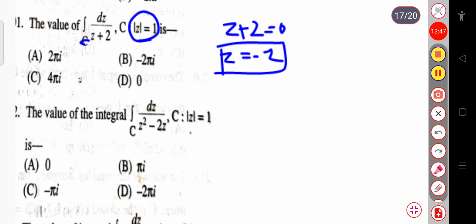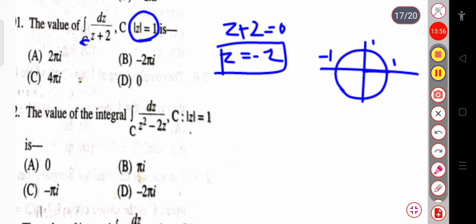So mod z equal to 1 means this is a circle having radius equal to 1. This point is 1, this point is 1, and this is iota and this is minus iota, like this I can write. So basically the magnitude is 1, this part is 1, this is iota and this is plus iota. In this way you can write the magnitude 1, or the radius 1.